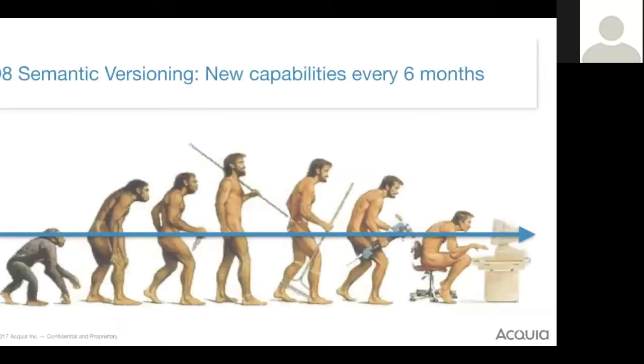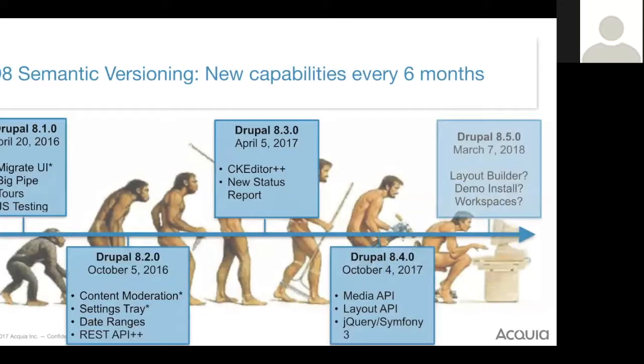So in Drupal 8, we've scrapped all of that and we've started doing it this way instead. We now do what's called semantic versioning: 8.1.0, 8.2.0, et cetera. These are called minor releases, and they come out every 6 months. And every 6 months, they provide new features.